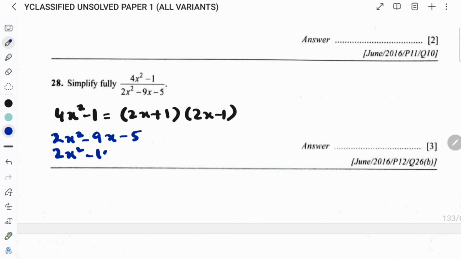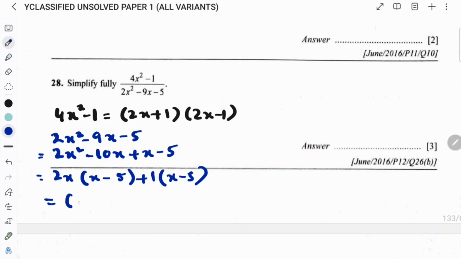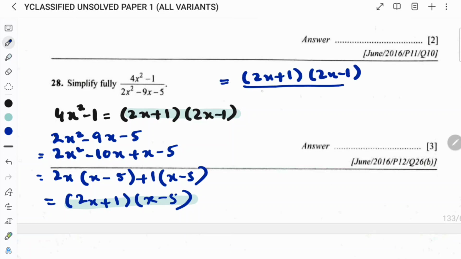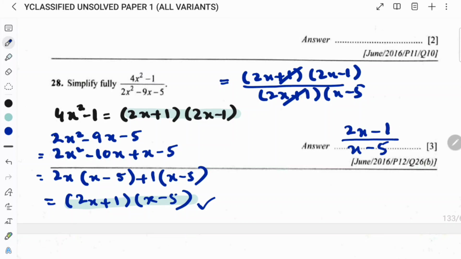So 2x square minus 10x plus x minus 5. So 2x common, x minus 5, plus 1 common, x minus 5. And then you have (2x plus 1)(x minus 5). So this one we are writing down in the numerator and this one in the denominator. You can do it like this also: (2x plus 1)(2x minus 1) divided by (2x plus 1)(x minus 5). Cancel this one, and in the answer you will have 2x minus 1 upon x minus 5, which is the answer for this question.